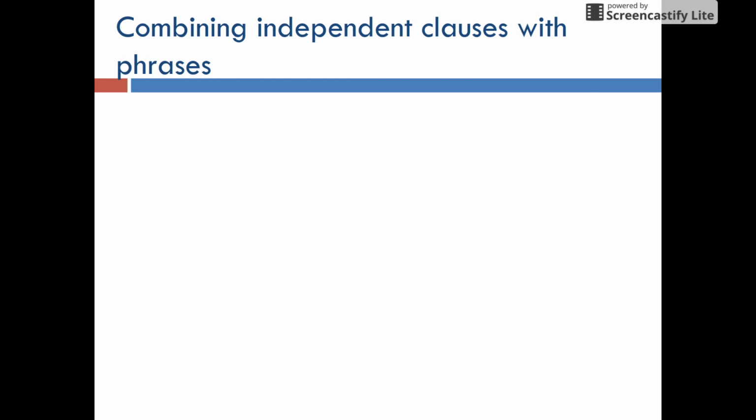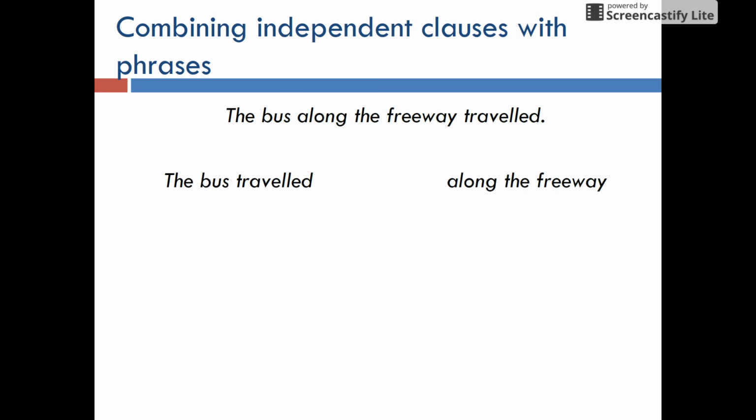When combining independent clauses with phrases, that is extra information that doesn't contain a verb, things can sometimes get a little bit muddled too. For example, the bus along the freeway travelled. We've got really two pieces of information here. One is the fact that the bus was travelling, and the second piece of information, our phrase, is where the bus was travelling. It was along the freeway.